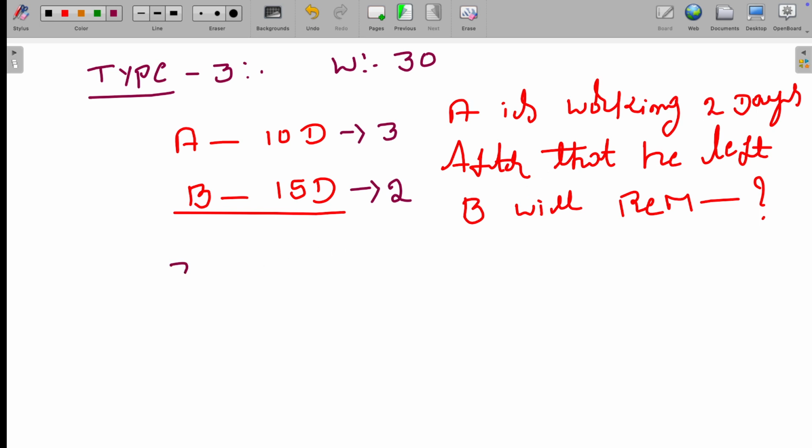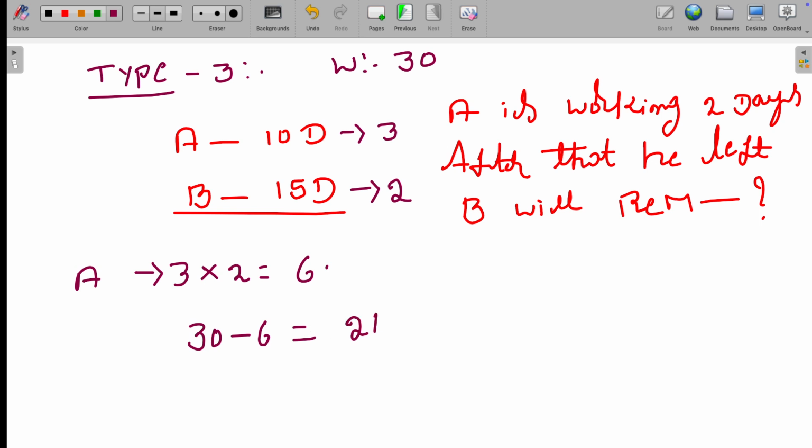In 1 day A can do 3 parts of the work. Like that A is working 2 days. 3 into 2, 6 days, A completed 6 parts of the work. Out of 30, 6 parts A completed in 2 days. Is that statement clear? Out of 30, if A completed 6 parts, can you tell what is the remaining work?